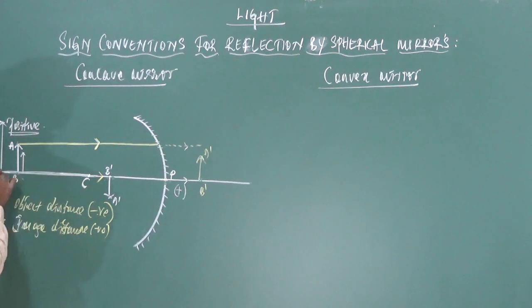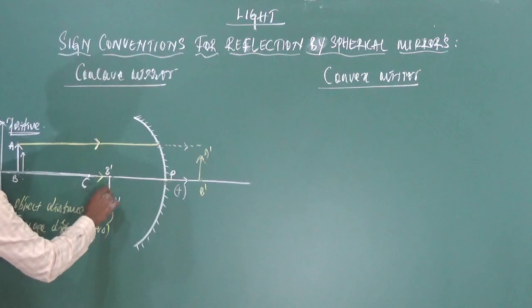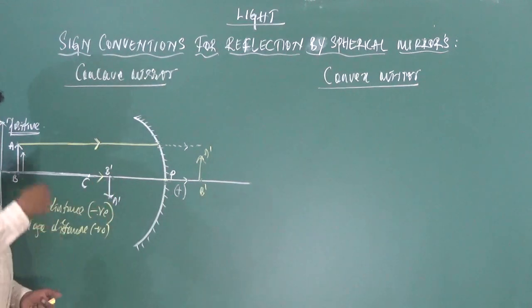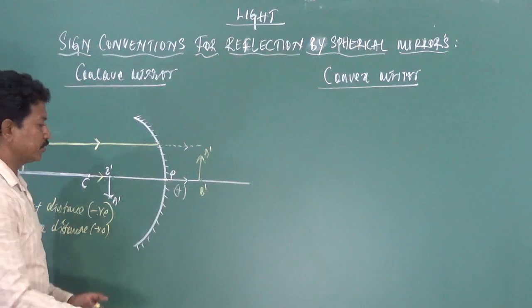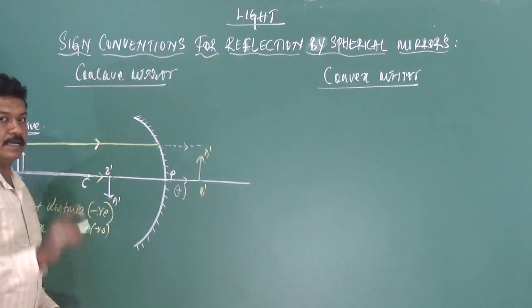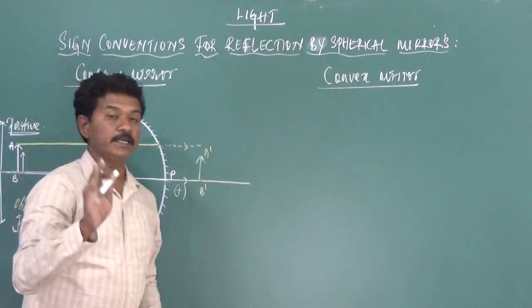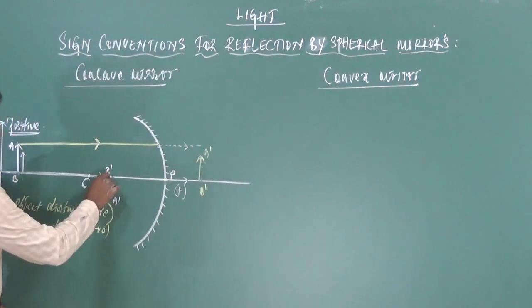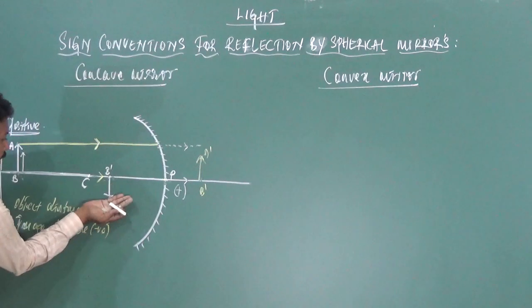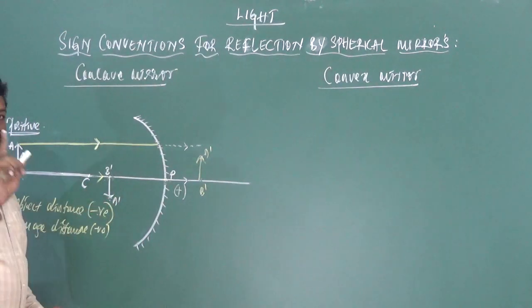So anything you measure above the principal axis is positive. Anything you measure below the principal axis, whatever you measure, is negative. So here I can guess your answer. What is the height of A dash B dash? If I ask you, sir, the height will be negative. Whatever the height may be, it will be negative because this image is formed below the principal axis, therefore it should be taken as negative.